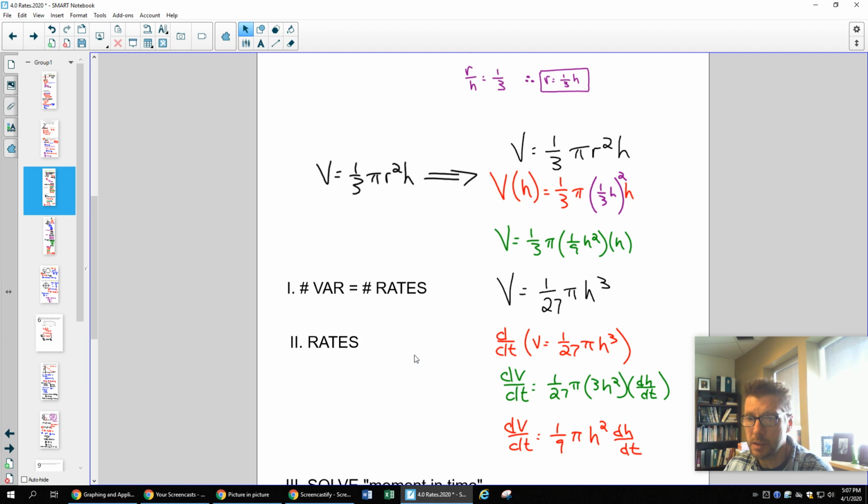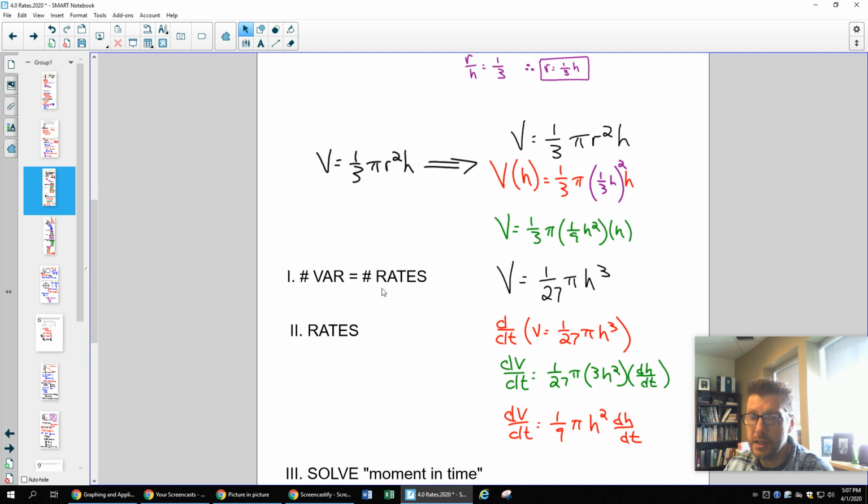So that's step 1. Step 2 now is, again, before you try and deal with solving the problem, you've got to put the rates into the problem. And we said we want to talk about volume changing in terms of minutes, so it's got to be dV/dt. And again here, 1/27 pi, those are just numbers. H cubed, the derivative of h cubed is 3h squared. H's and t's don't match, so that's why it's dh/dt. And then clean up your fractions. 3/27 is 1/9. So we finally got the variables to match. We got the rates in. Change in volume is 1/9 pi h squared dh/dt.